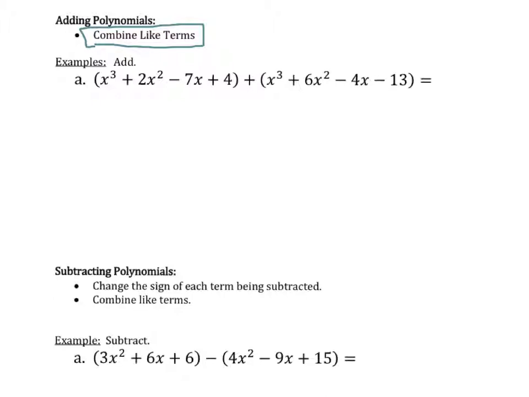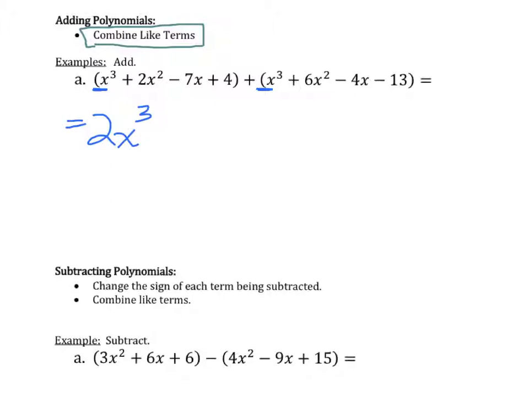All right, and so in this example, we have these two polynomials here, x cubed plus 2x squared minus 7x plus 4, and we're going to add to that the polynomial x cubed plus 6x squared minus 4x minus 13. Again, look at your terms that are the same here. For instance, I have an x cubed here and an x cubed there. When I add them together, I'm going to get 1 plus 1, which is 2x cubed.